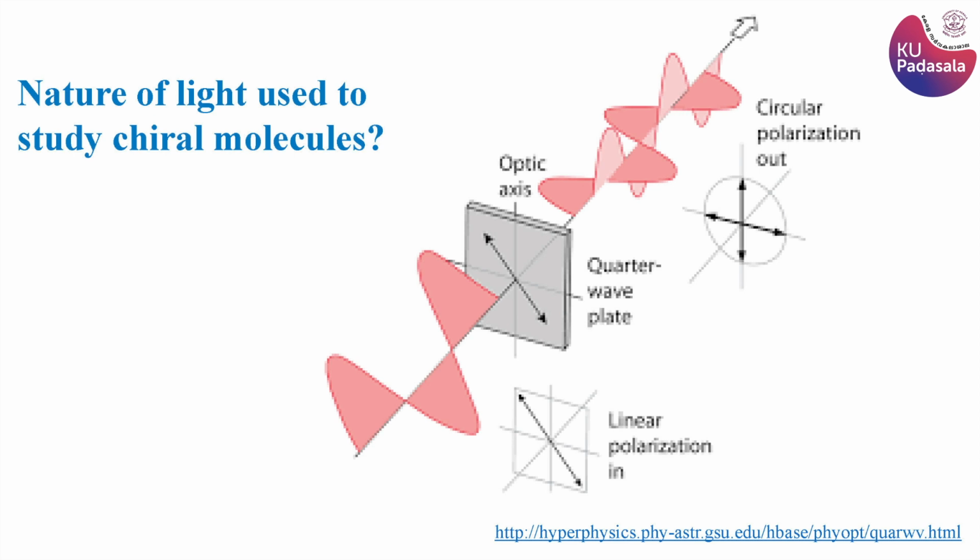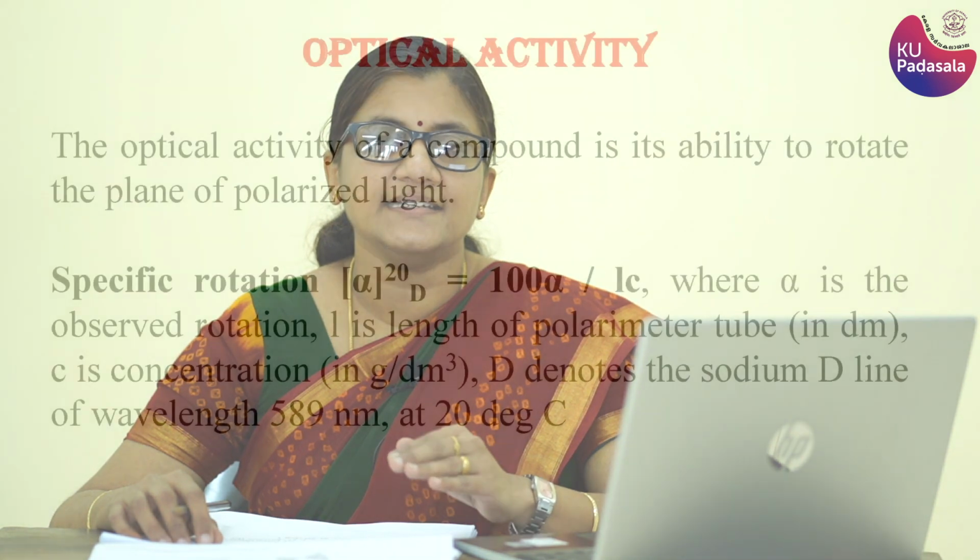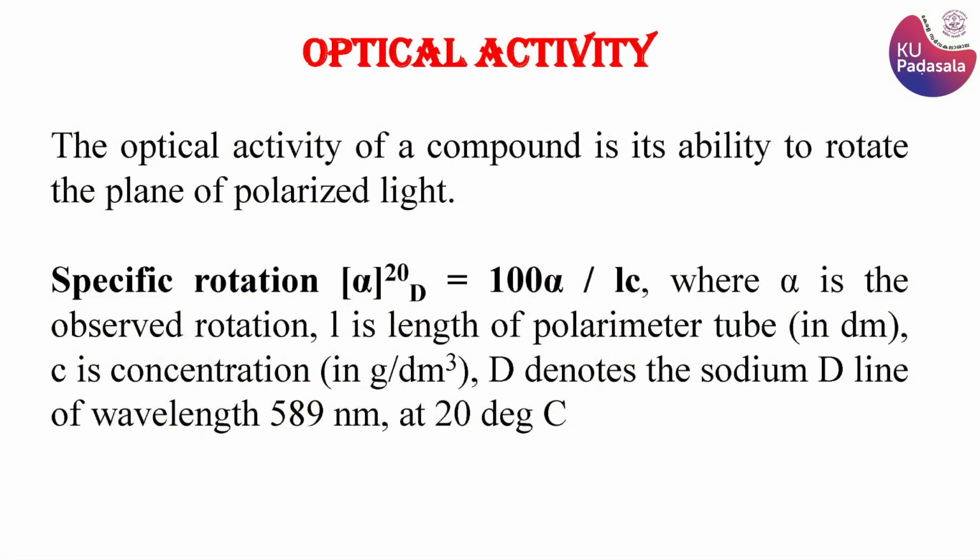Now, we know that instead of this quarter wave plate, suppose I am keeping an optically active substance there. Depending on the chirality of the substance, the light can either be rotated to the clockwise direction, that means then the compound is dextrorotatory, or the light can be rotated to the anti-clockwise direction, then we say that the compound is levorotatory. And that is how we define the optical activity, which we learned in the first semester MSc classes. Optical activity is the ability of the compound to rotate the plane of polarized light.